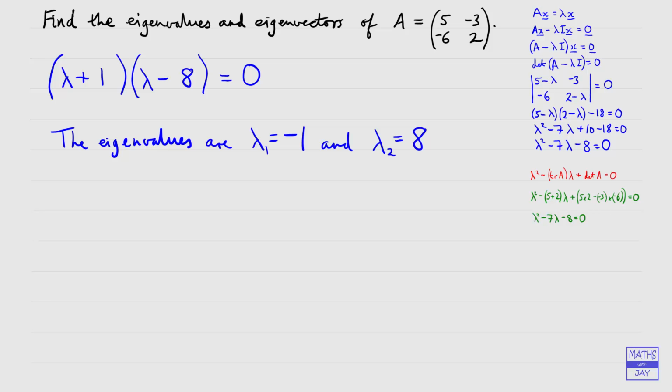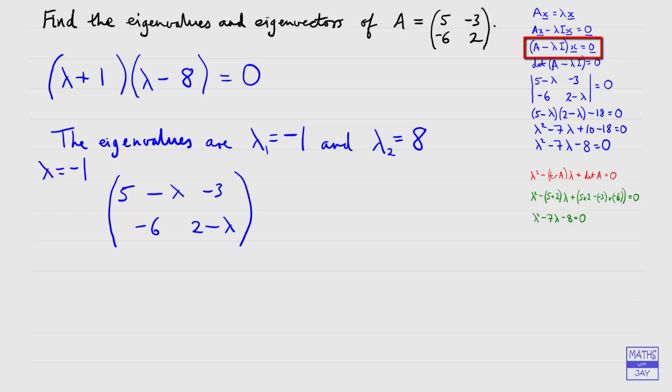Right, so we found our eigenvalues, so the next thing to do is to go on and find the eigenvector associated with each eigenvalue. So let's start with lambda equals minus 1. What we're going to do is use the equation we looked at earlier on, A minus lambda I multiplied by the vector x is a 0 vector, and we're going to write that down in matrix formation. So A minus lambda I is 5 minus lambda, the minus 3 and the minus 6 won't change, and then 2 minus lambda. So this is the matrix A, and we're subtracting lambda times the matrix I.